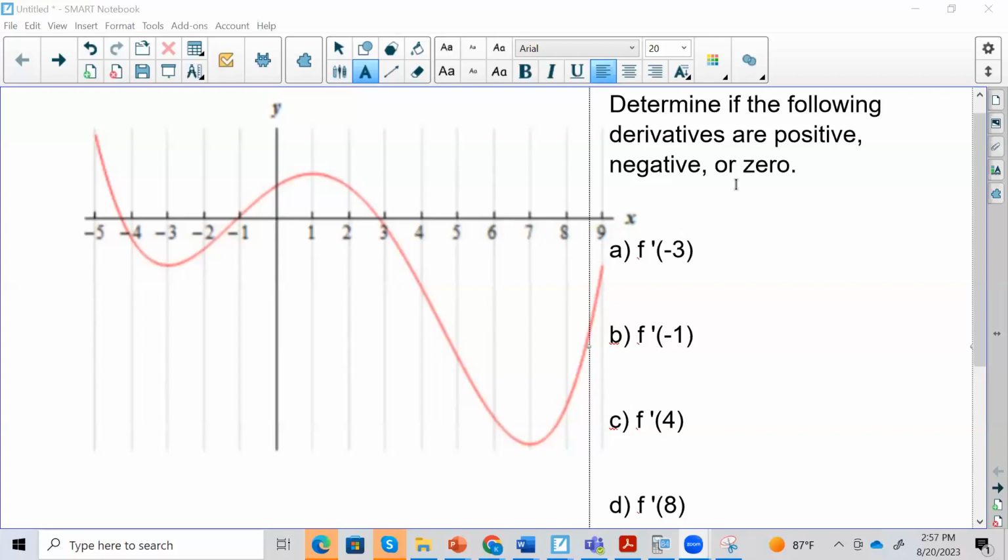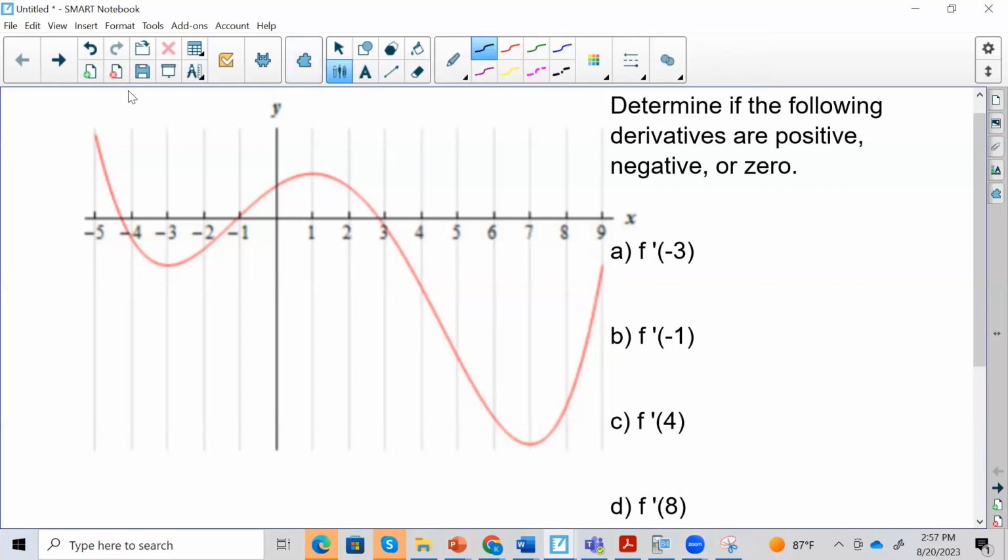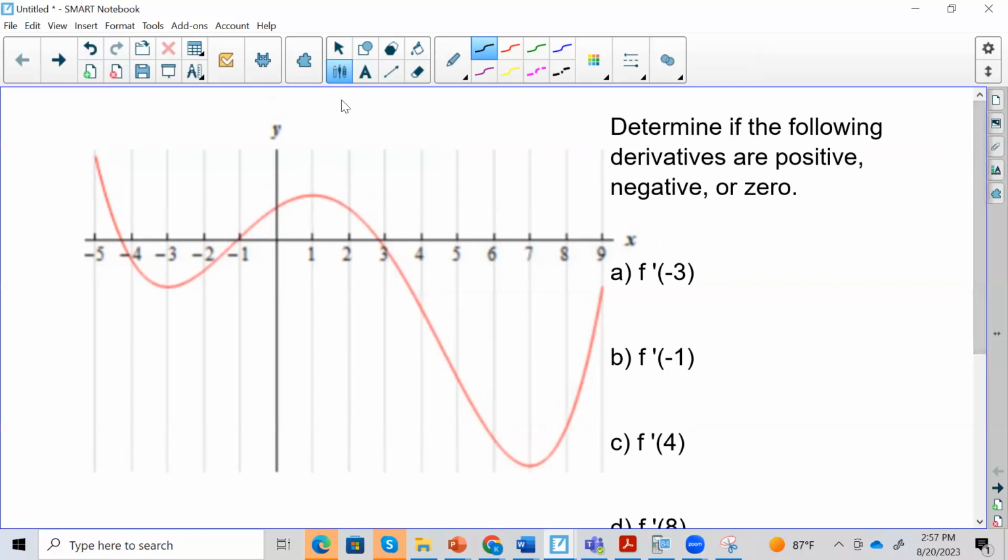So we're going to look at talking about the derivative a little bit in terms of graphs. We're going to do this a lot more in Unit 3, but there's a few questions on the homework that ask about this. So remember we said the derivative is the slope of the tangent line or the slope at a specific point. And we want to determine if the following derivatives are positive, negative, or zero.